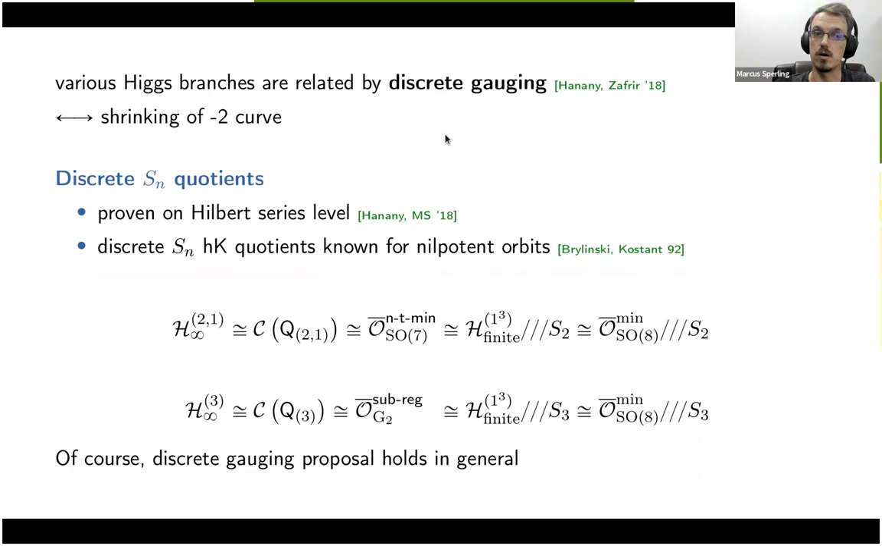And this discrete hyperkähler quotient in this case is very nice because we have been looking at Higgs branches which are describing well-studied mathematical spaces. So these nilpotent orbits. For nilpotent orbits, these discrete hyperkähler quotients are known. And so it's basically a confirmation of the discrete gauging proposal, right? That is sort of the point to take away. But of course, the proposal holds for more general spaces.